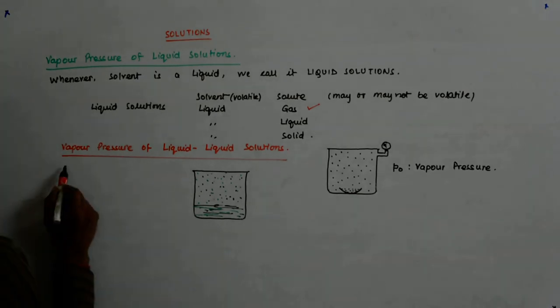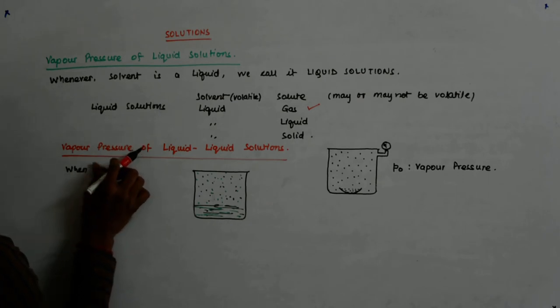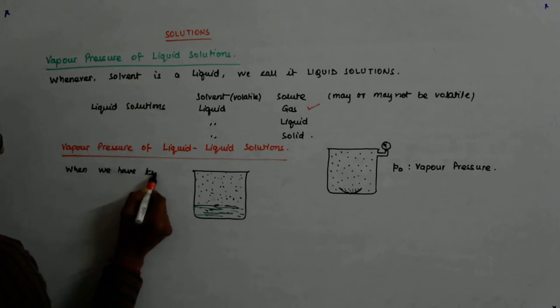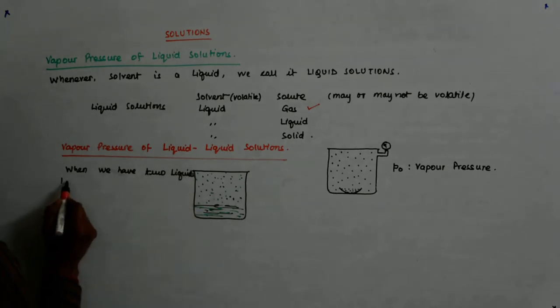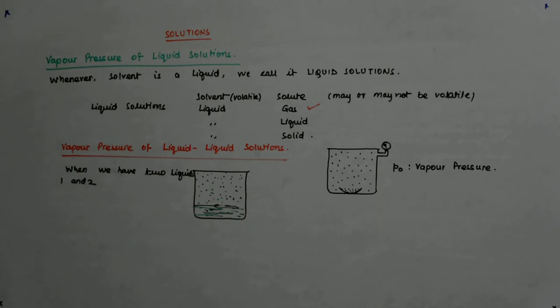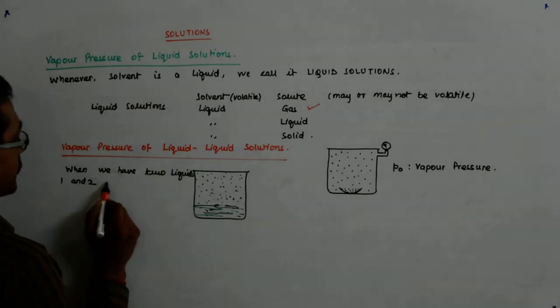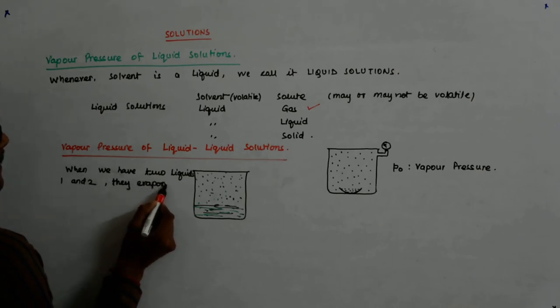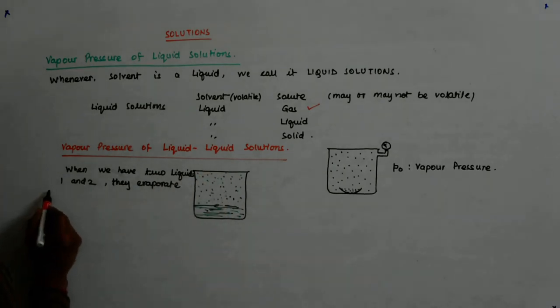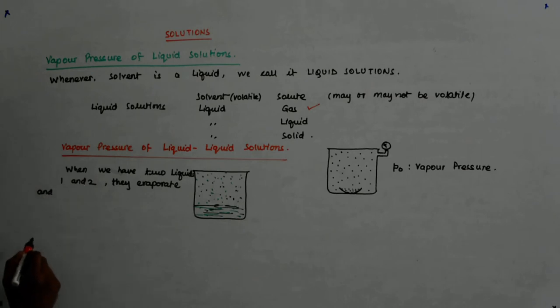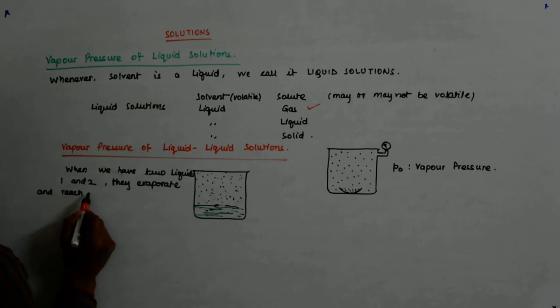So when we have two liquids, one and two, we do not mark which is the solvent and which is the solute. So we leave it like that. When we have two liquids, one and two, they evaporate and reach an equilibrium.